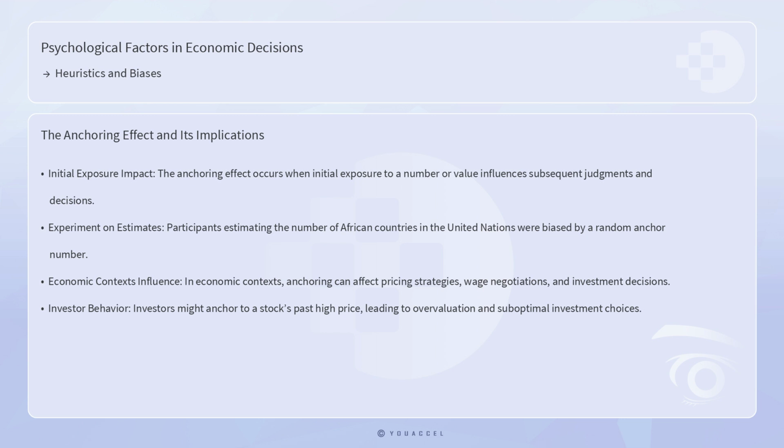The anchoring effect is another significant heuristic, where initial exposure to a number or value influences subsequent judgments and decisions. In an experiment, participants were asked to estimate the number of African countries in the United Nations. When first presented with a random number as a potential anchor, their estimates were biased towards this number. In economic contexts, anchoring can affect pricing strategies, wage negotiations, and investment decisions. For example, investors might anchor to a stock's past high price, leading to overvaluation and suboptimal investment choices.